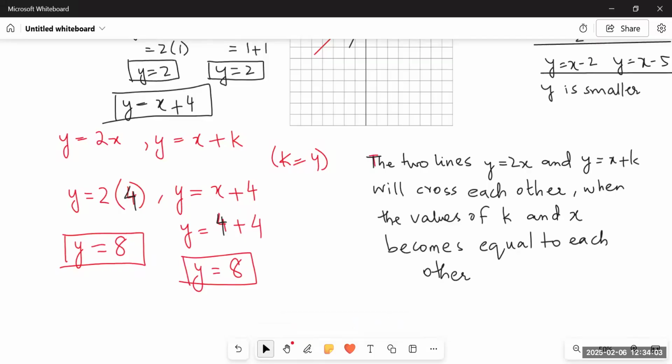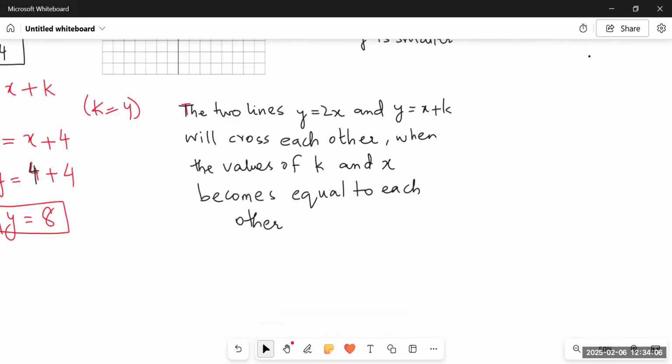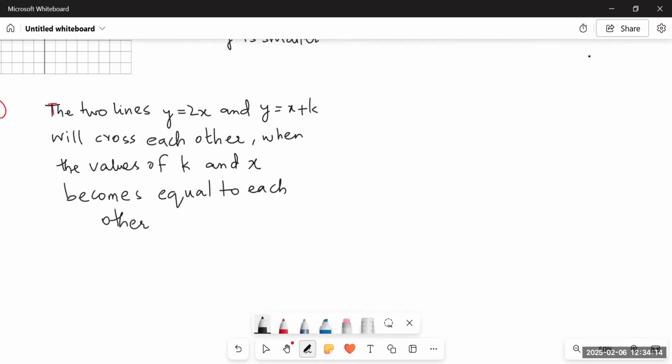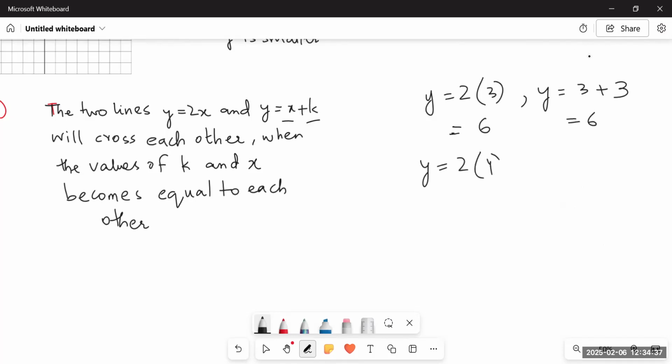So we can generalize the formula. The two lines y = 2x and y = x + k will cross each other when the values of k and x become equal to each other. Let's say y = 2 into 3 and on the other hand y = 3 + 3. We suppose the values of k and x become equal. In both the cases, we will get the same answer because 2 into 3 is 6 and 3 + 3 is also 6. Similarly, if we take the value of k and x as 4, 2 fours are 8, and for this one, it would be 4 + 4 = 8.